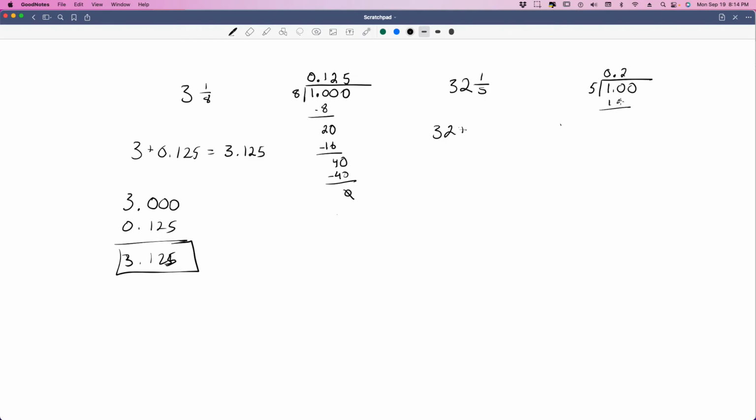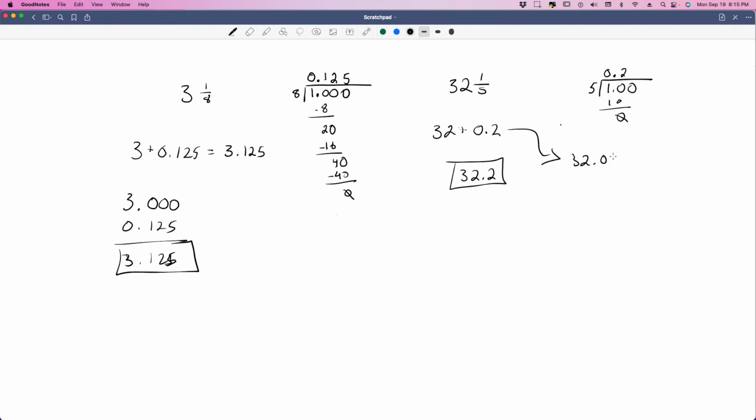That is my final answer. See how easy peasy that is? And all I did here was just 32.0 plus 0.2. You've got to put your decimal, or you won't get the right answer. And then we just add everything together, and it's easy peasy. You can see how we got the same thing.